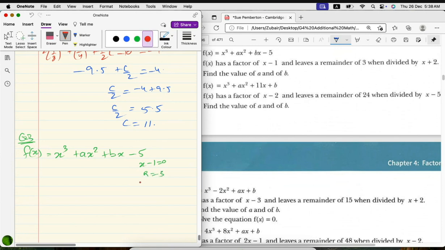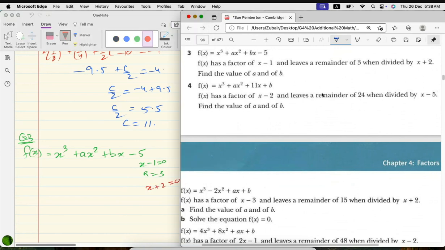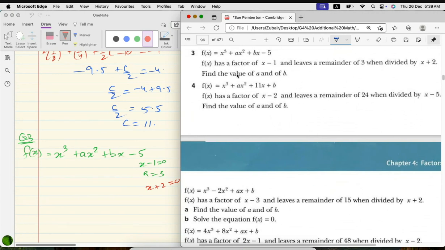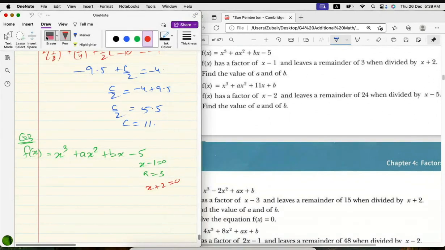And when divided by x plus 2, f of x has factor of x minus 1 and leaves a remainder of 3 when divided by x plus 2. So the first part is the factor and second part leaves the remainder of 3. So we have these two pieces of information to carry on.